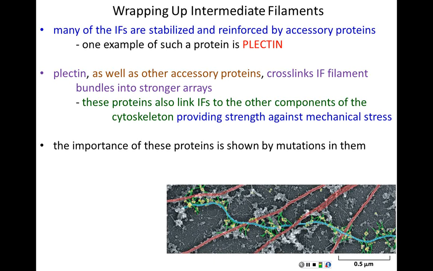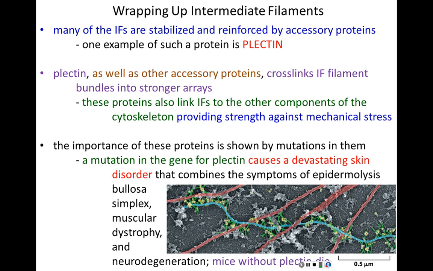Also highlighting the importance of proteins such as plectin are mutations in them. Remember how we could see how important intermediate filaments were by looking at epidermolysis bullosa. So what happens if we mutate something such as plectin? A mutation in the gene for plectin causes an even more devastating skin disorder. The skin disorder caused by the mutation in plectin takes the worst of the symptoms of epidermolysis bullosa simplex, but combines them with muscular dystrophy as well as neurodegeneration. In fact, knockout mice made without plectin die. They're not even viable.